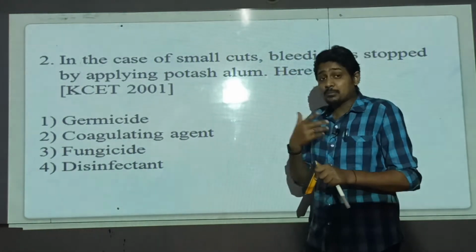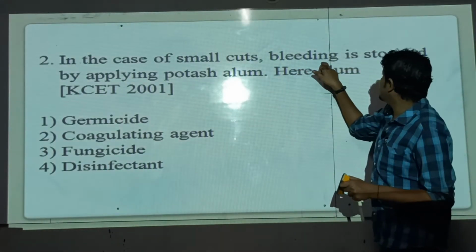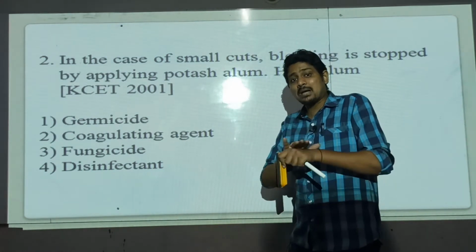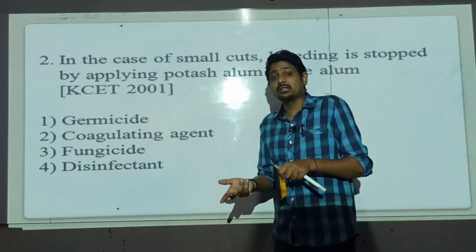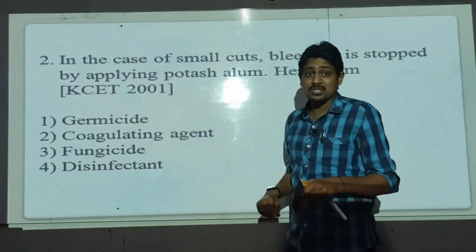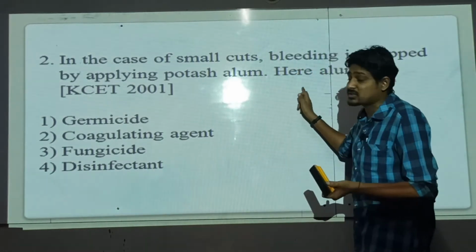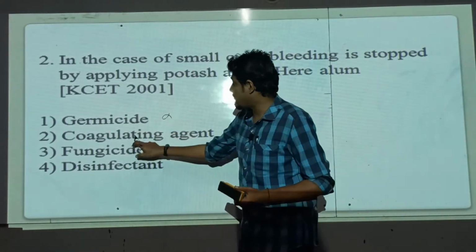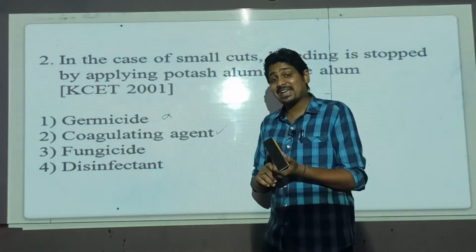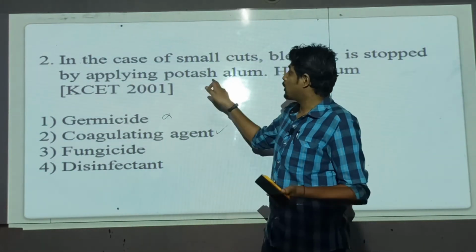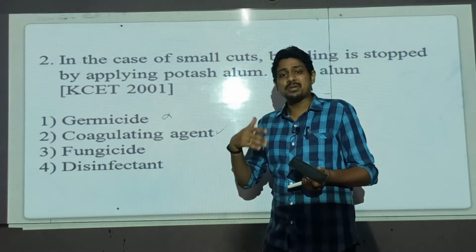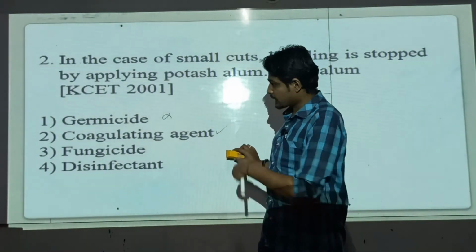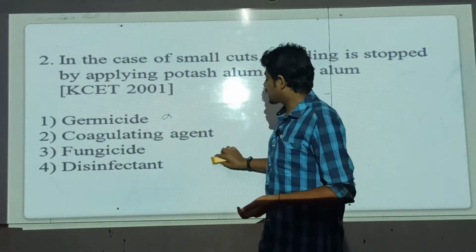So when the blood precipitates, bleeding is stopped by applying potash alum. Potash alum is a medicine, so when you apply it, the blood quickly converts into precipitate. So what is that process known as, or what does the potash alum act as? No, it is not acting as a germicide. It is a coagulating agent. Coagulating agent means precipitation agent. Potash alum makes the blood precipitate quickly. These two options are not applicable. So you should look into the questions like this.